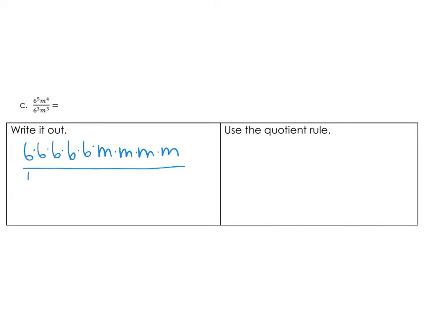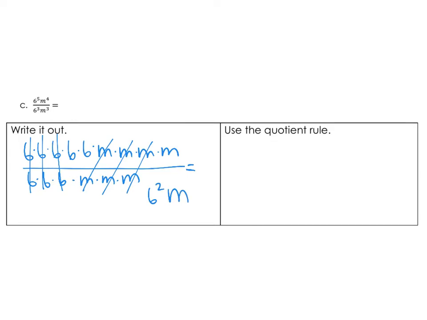On bottom, we had 6 to the 3rd, so that's 6 three times. And m to the 3rd, which is m three times. So we're going to cancel any 6's that are on top and bottom, and any m's that are also on top and bottom. Once I cancel, I see that I'm left with two 6's on top, which is 6 squared. And also on top, we are left with one m, which is just m.